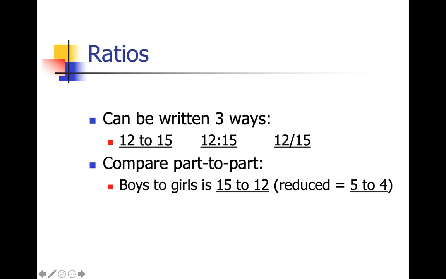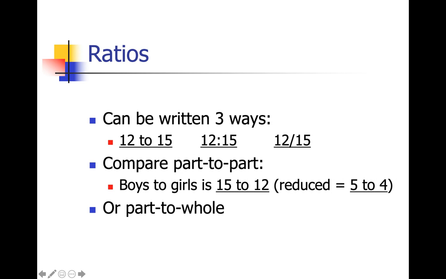So if I ask for the ratio of boys to girls, you could say it's 15 to 12. And if you reduce it, you'd get 5 to 4. I could have also asked for a part to whole ratio, okay? What if I asked you for the ratio of boys to the whole class? Well, how would you get that?